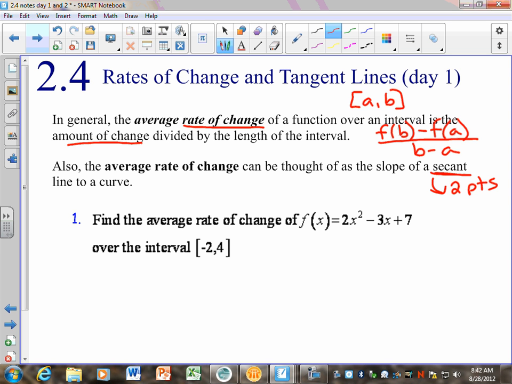So I was telling Caitlin this morning, because she was worried, she looked through the section last night because she knew she wasn't going to be here, and she said it looks really hard. But I told her it's actually really similar to what we did on that first day, going back to the average speed and the instantaneous speed. It's just talking about it in terms of functions now instead of in terms of speed.